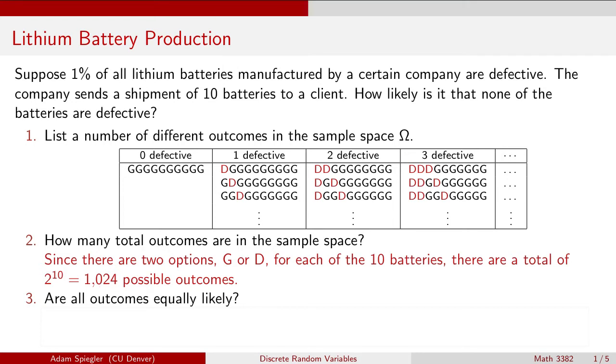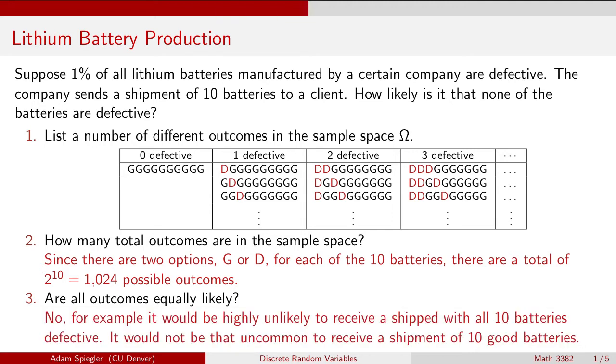And the reason why this is not correct mathematics in this case is because in this example, not all of the outcomes are equally likely. So it's not equally likely to get 10 good batteries as it would be to get 9 good batteries and 1 defective one. So we need to approach how we calculate probabilities in this example a little bit more carefully. So for example, if 99% of the batteries are good, you'd be much more likely to get 10 good batteries than you would to get 10 bad batteries, but we'll unpack the mathematics on that in a second.